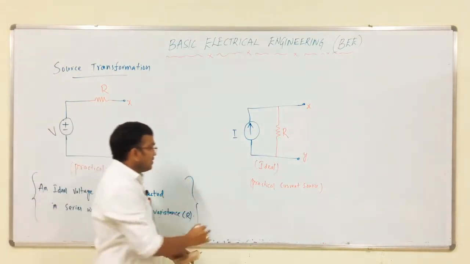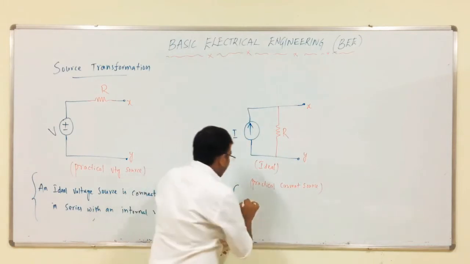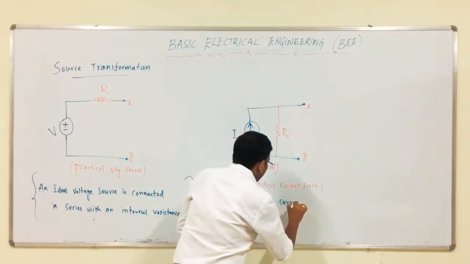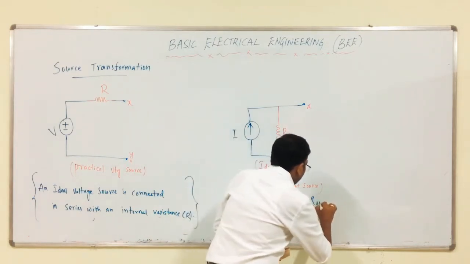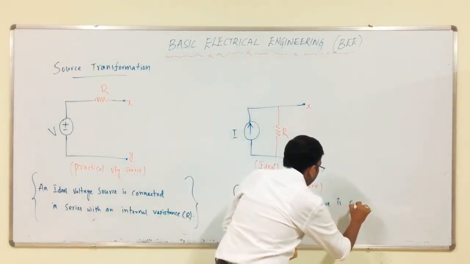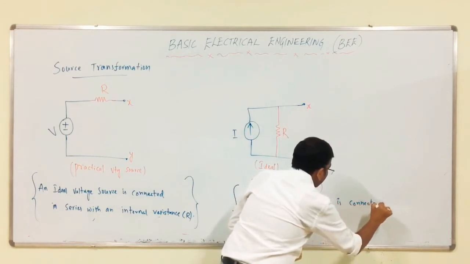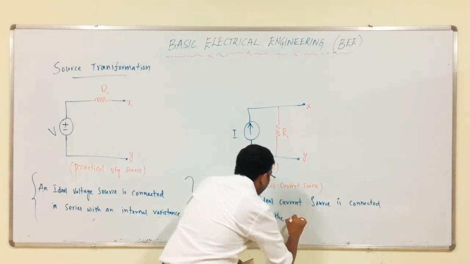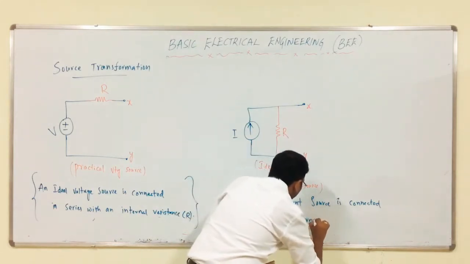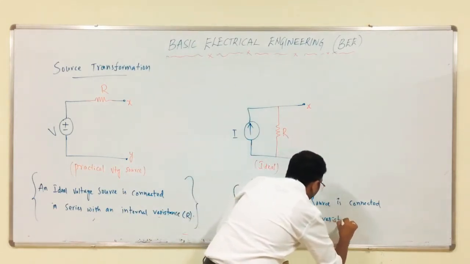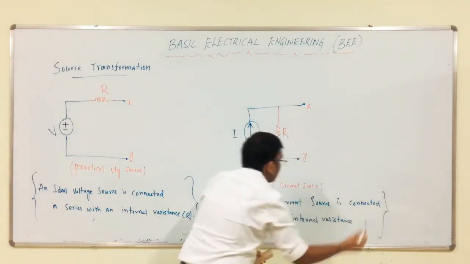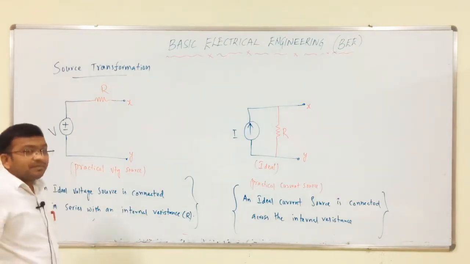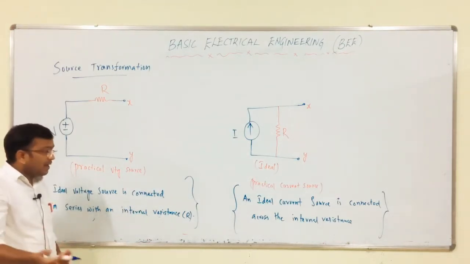So, like this, what is practical current source? An ideal current source is connected across the internal resistance. Across the internal resistance is nothing but, sorry, practical current source.